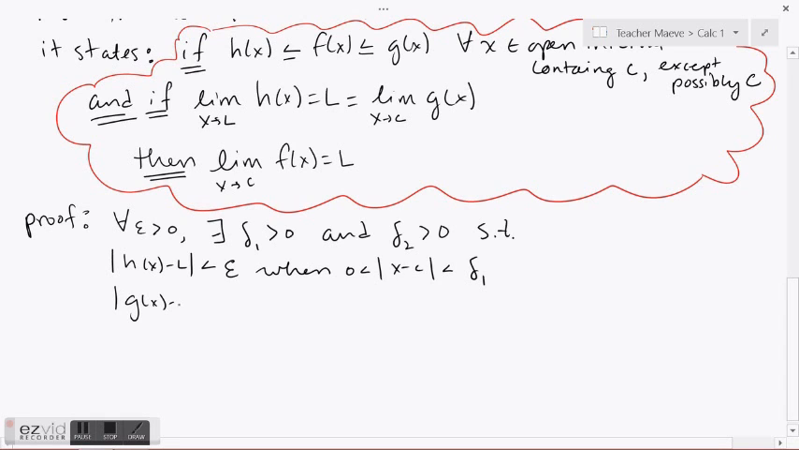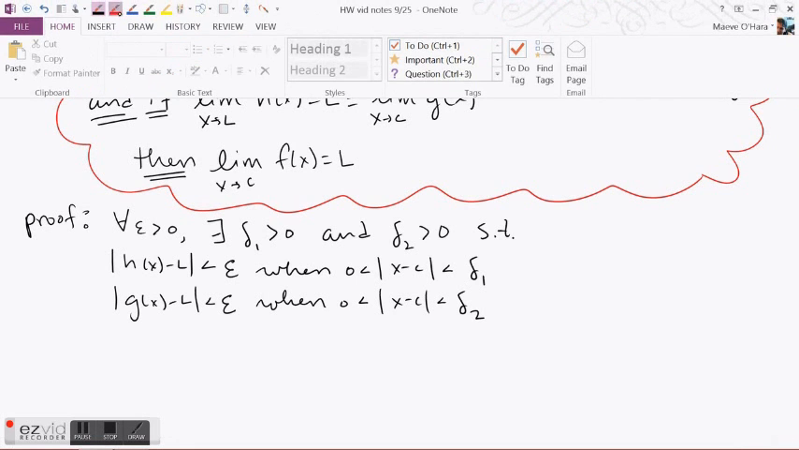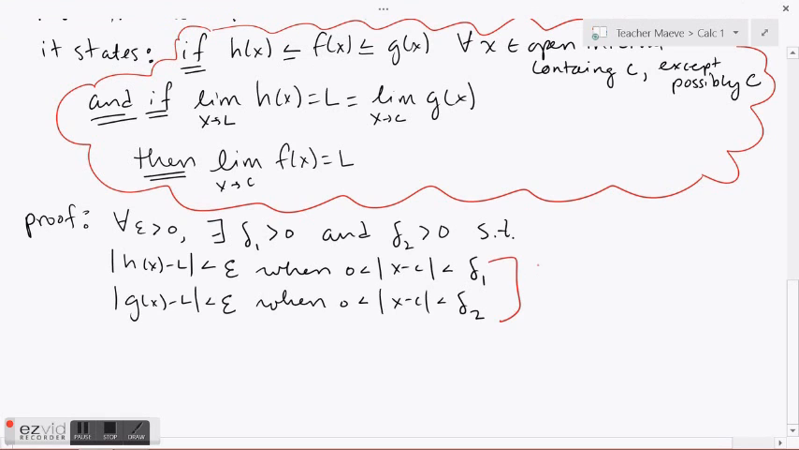So delta 1 is kind of belonging to my h of x, let's say, in that case. And the absolute value of g of x minus L is less than epsilon whenever 0 is less than absolute value of x minus c is less than delta 2. So these are simply just the epsilon delta definitions of our limits.